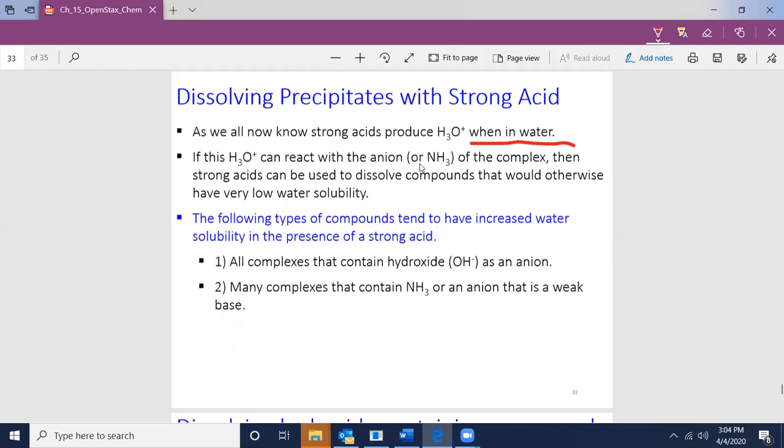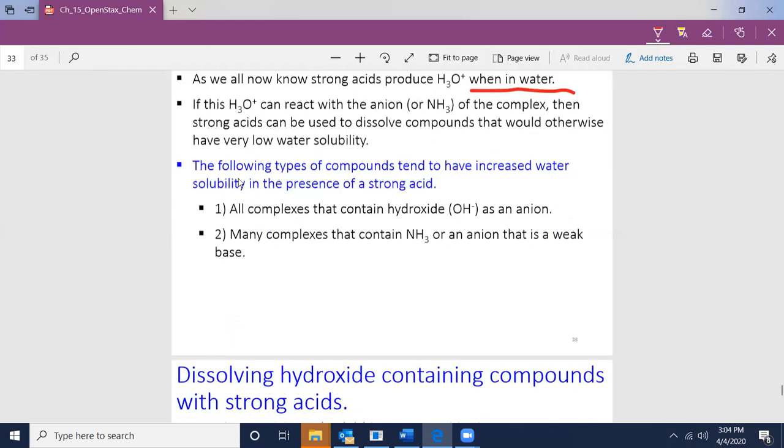Okay, any anion present there, and then a complex that is going to be there. A strong acid can be used to dissolve compounds that will move forward. The following types, and we'll discuss that. Okay, here is the example. The following types of compounds tend to have increased water solubility in the presence of a strong acid.